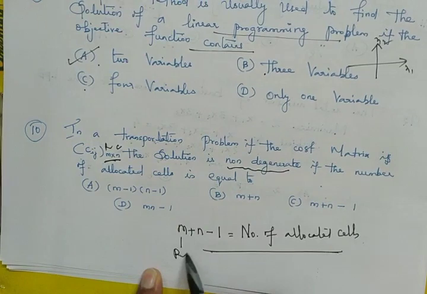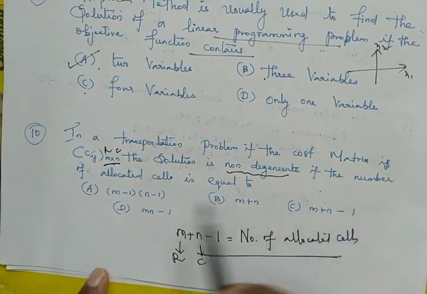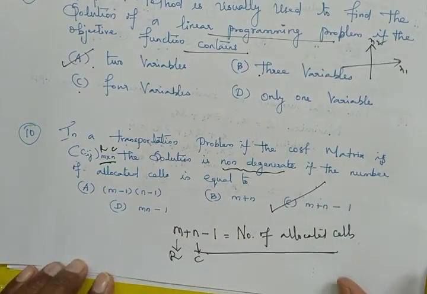M indicates the number of rows, and n indicates the number of columns. The question given is: if the number of allocated cells equals m plus n minus 1.